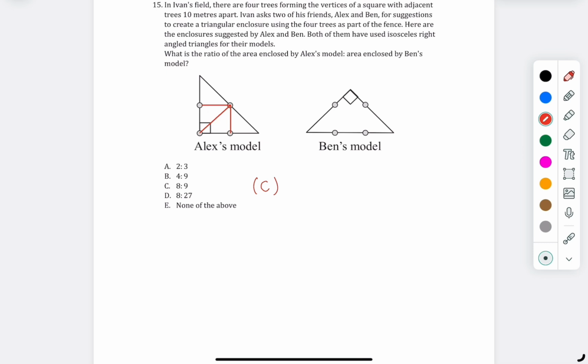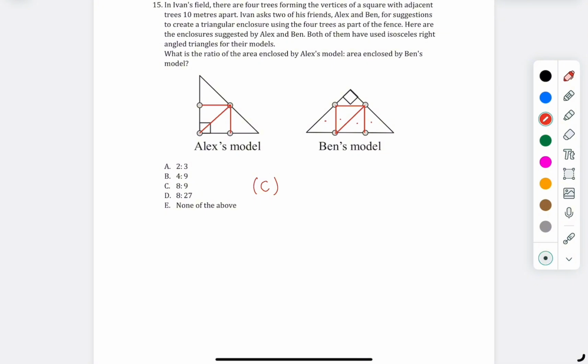Then for Ben's model, if I cut the same way, only these 4 are the same. This one is not. I'm not too sure if this is half. So I cannot really find the ratio. I cannot say that it is 4 is to 4.5. Let's find out in more detail.